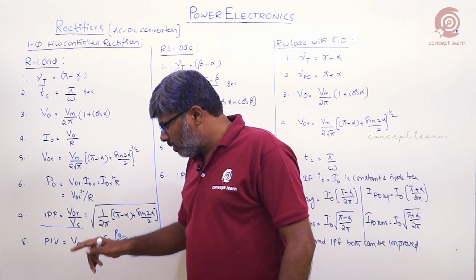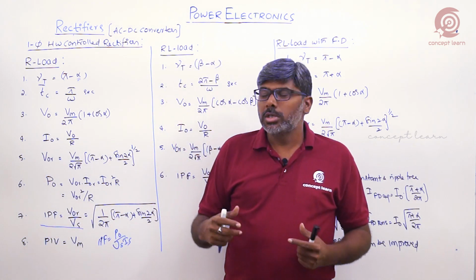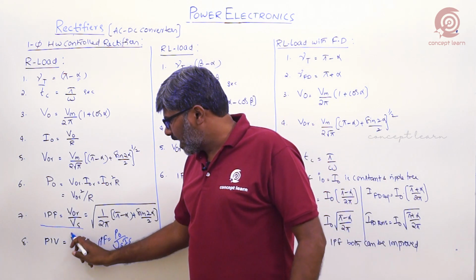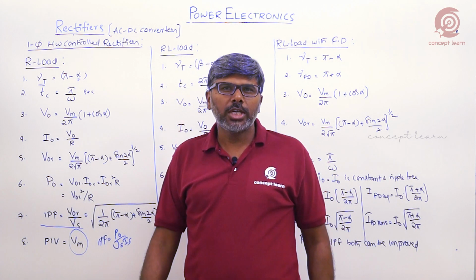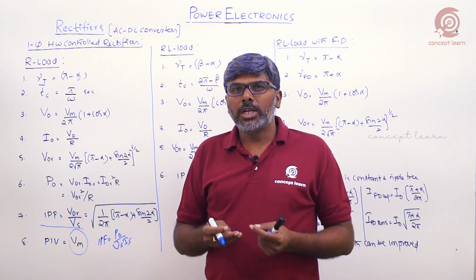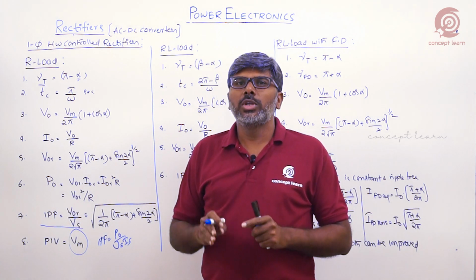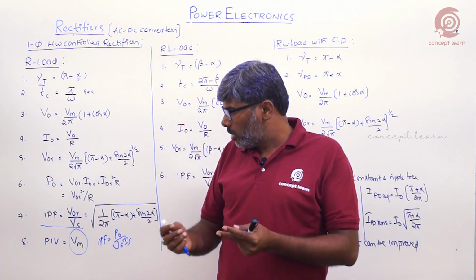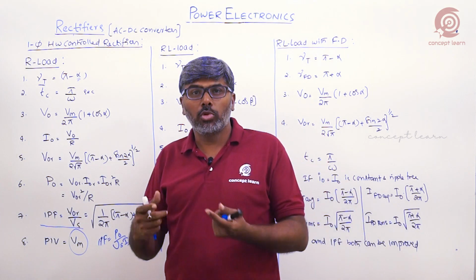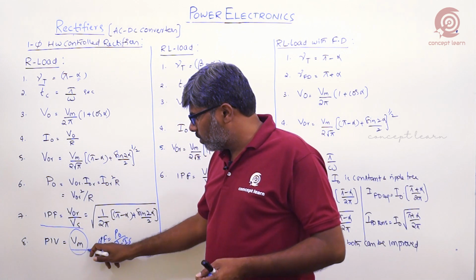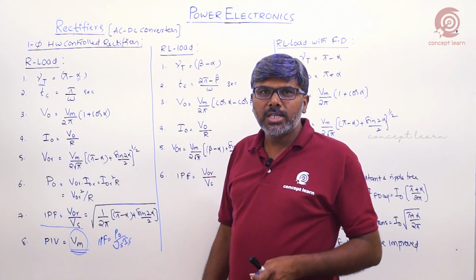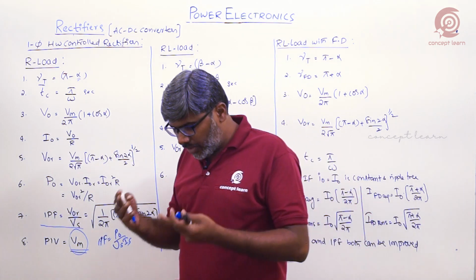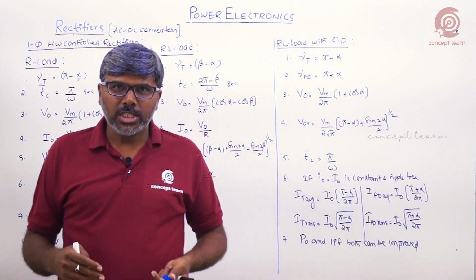Now coming to the peak inverse voltage rating of the SCR in this half wave rectifier circuit, it is the maximum of the supply voltage. What is peak inverse voltage rating? It is the voltage blocked by the device during its reverse blocking state. It blocks the maximum of the supply voltage, not more than this. So this is the peak inverse voltage rating of the SCR device, and this is the analysis of the half wave controlled rectifier when it feeds power to a purely resistive load.